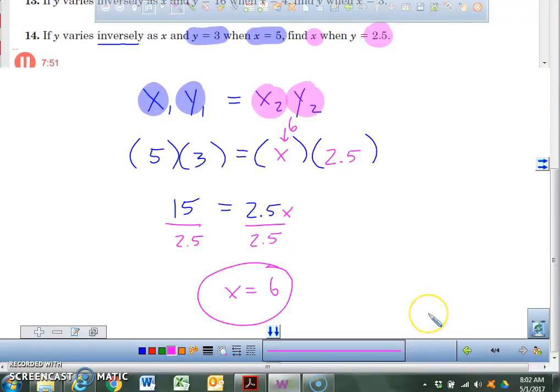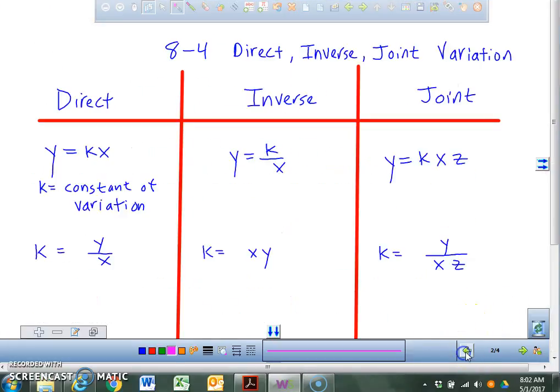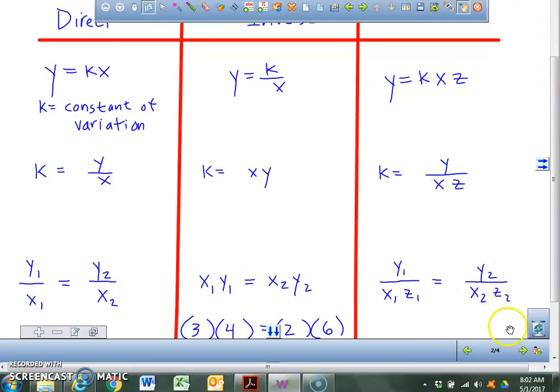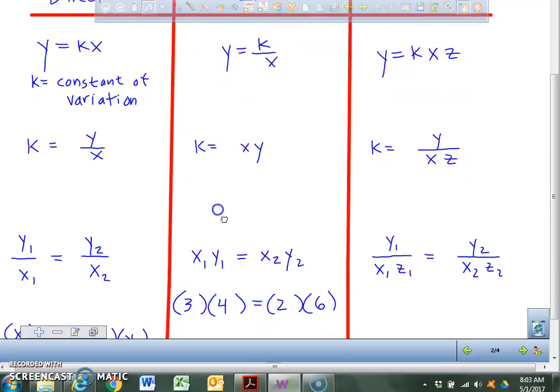You only have 3 formulas. You just have to choose the correct one to use and plug things in correctly and solve them. It's as simple as that. So what formulas are you going to use once again? We have direct, inverse, and joint variation, and there are the ways you can set them up. Now, if it asks you for the constant of variation, you have to do this, or this, or this. If it asks you to solve for y, you can use this. Or you can set them up as proportions right here, and then set up as an inverse proportion right here. Good luck. I'm sure you all will be fine.